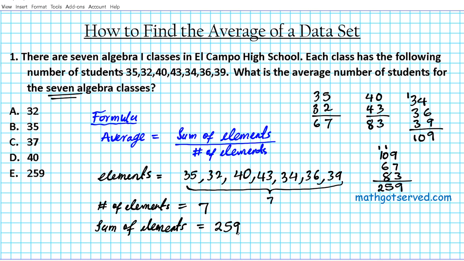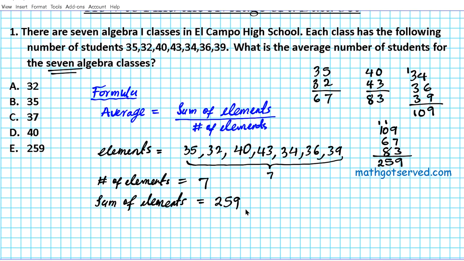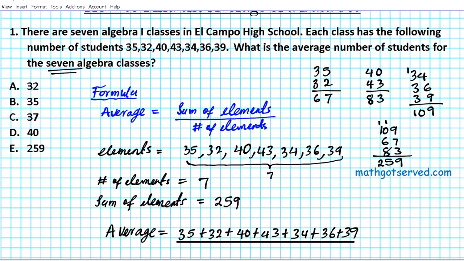So we have everything we need to calculate the average. We have the sum of elements and the number of elements. So for the average, let me just set up my work here. What we did is we said 35 plus 32 plus 40 plus 43 plus 34 plus 36 plus 39. This basically represents the sum of elements, and we're dividing that by the number of elements, which is 7.